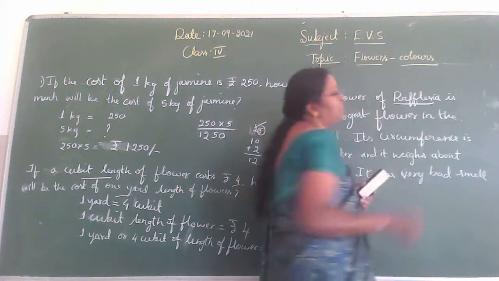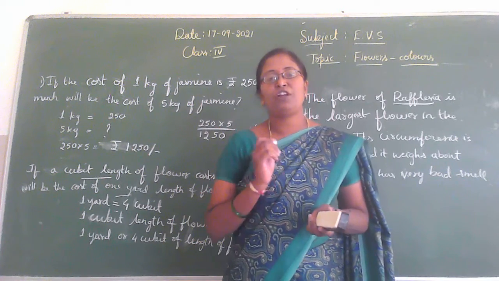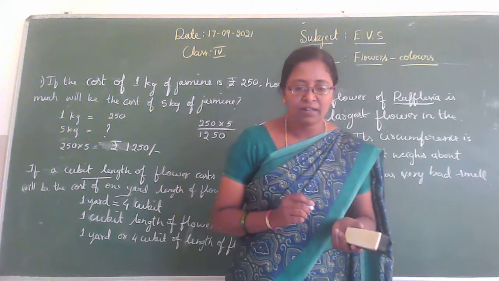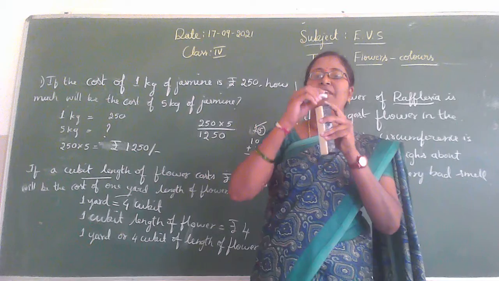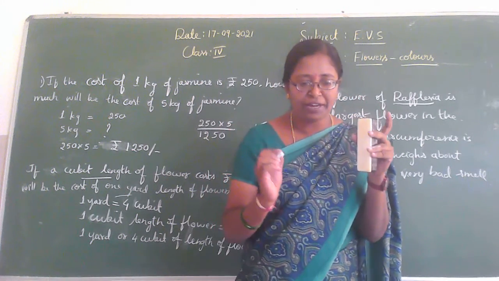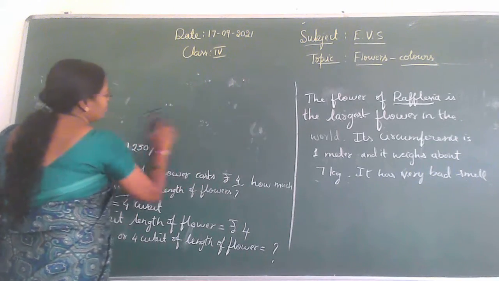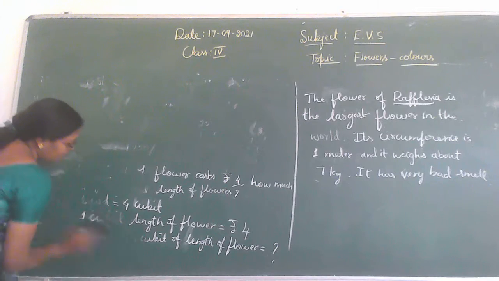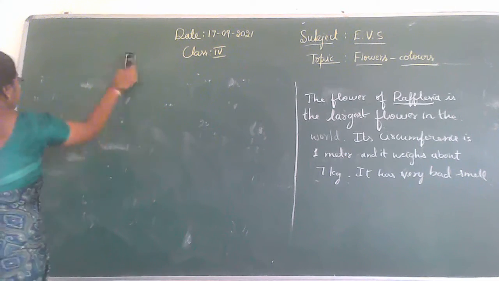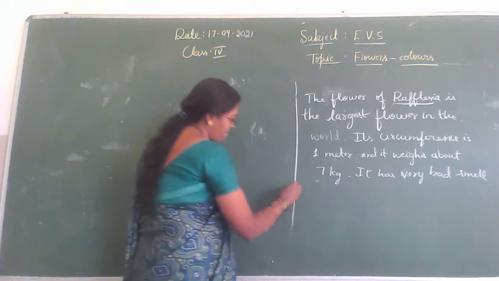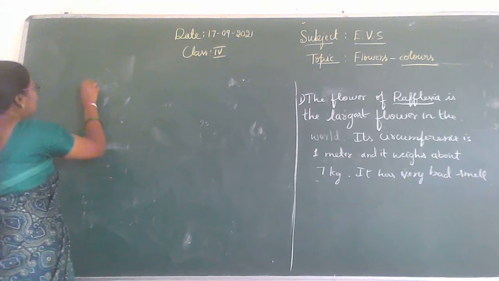We know about the Rafflesia. Next is the flower of Wolffia, a water plant in India. It is the smallest flower. Okay. Then a number of Wolffia flowers can be placed at the tip of the needle. Okay. See here. So that is the first one. Let us write the second one.